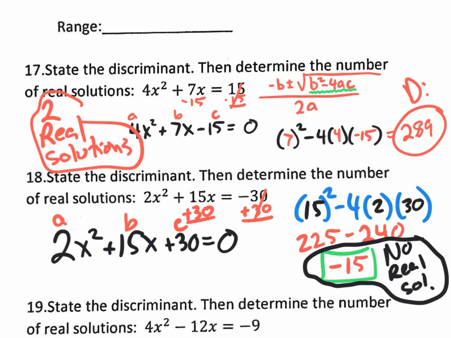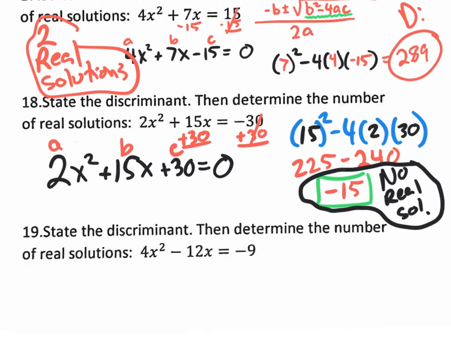But right here they're asking you, find the discriminant. We found out it's negative 15. Because it's negative, you have no real solutions. Now, what if I would have done the discriminant and that discriminant would have been 0? Then the square root of 0 is 0, and it doesn't matter if you add 0 or subtract 0. It does not change your answer, which means that if your discriminant is 0, you only get one solution.